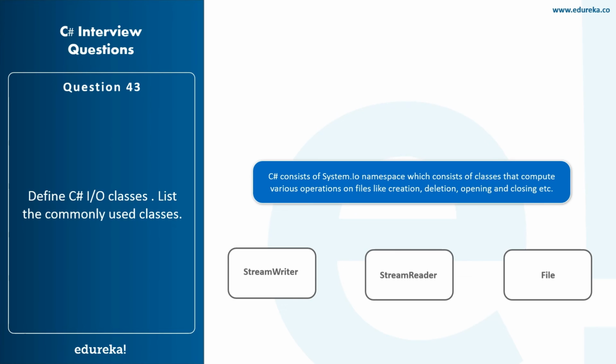Let me explain to you about File, StreamWriter, StreamReader, and there are two more commonly used IO classes, which are StringWriter and StringReader. File basically helps in manipulating files. StreamWriter is generally used for writing characters to a stream, whereas StreamReader is generally used for reading characters from a stream. When I talk about StringWriter, it is used for writing a string buffer. And when I talk about StringReader, it is used for reading a string buffer. So these are the commonly used IO classes in C#.